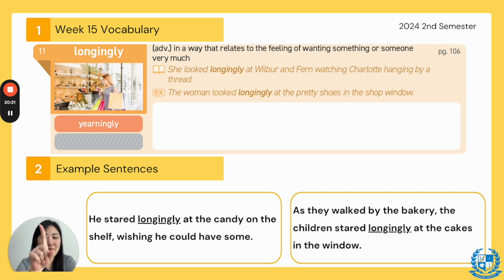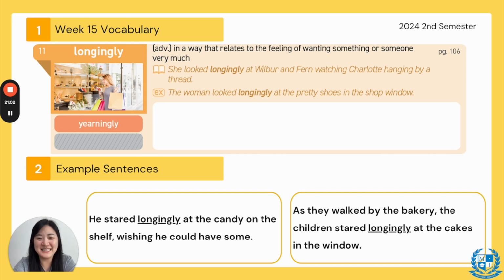Next one. Let's read together. 1, 2, 3. The woman looked longingly at the pretty shoes in the shop window. So maybe sometimes you went to the department store and you see some woman, she's just staring at the shoes in the window. She's like, I really want those shoes. To stare longingly. Here it says, he stared longingly at the candy on the shelf, wishing he could have some. I wish I had some candy on my shelf.